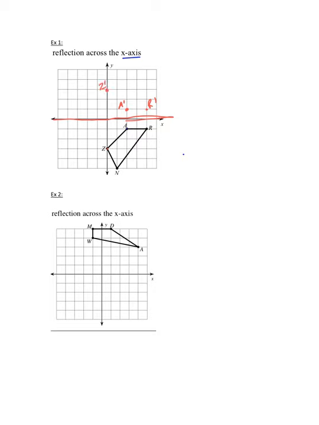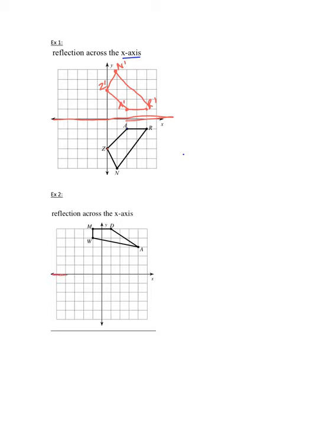There's Z prime. N was 1, 2, 3, 4, 5 units away from the x-axis. I'm going to count 5 to the other side. 1, 2, 3, 4, 5, staying along that same line. There's N prime, and then I just connect, and there's my figure. Use a ruler when you're doing this. Okay, and it looks upside down. So maybe try the next one on your own. You can pause me and try it on your own.